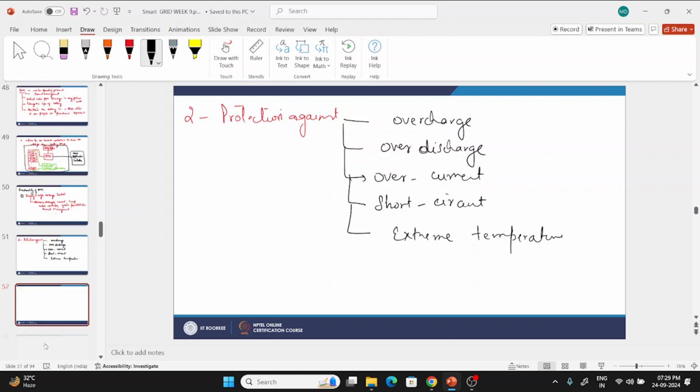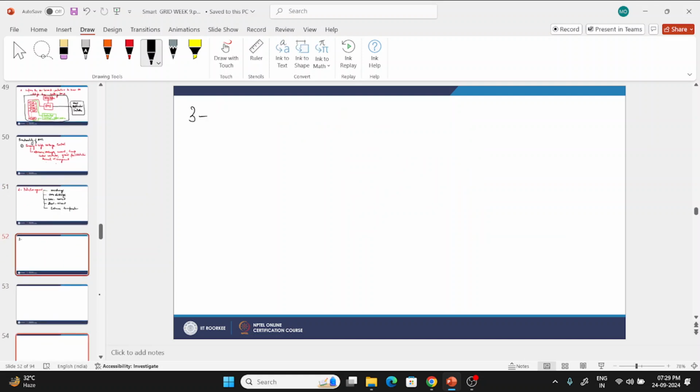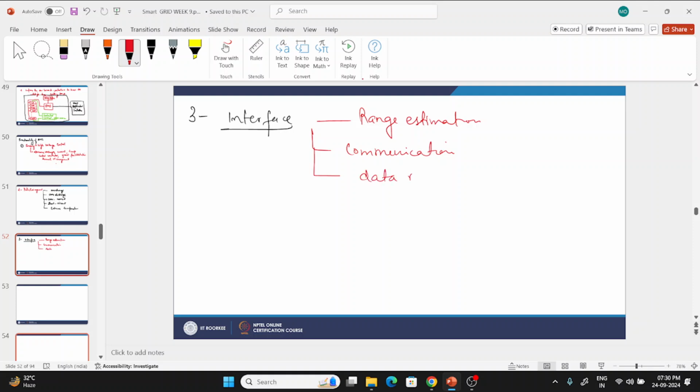Another functionality of a BMS is the interfacing, like range estimation based on the SOC value. Also communication is very important. Also it records the data because we have to see that on the app or on a digital display in your car, and then it reports if there are any outages. So if there is any corrective action needed, that can also be done.